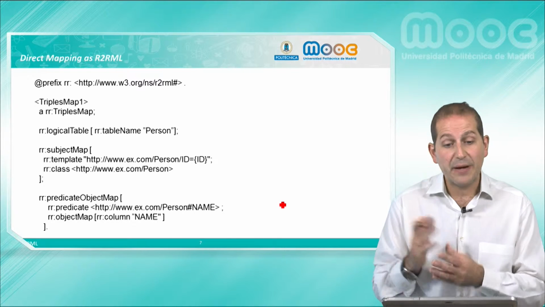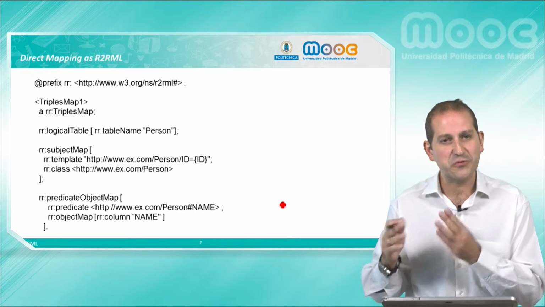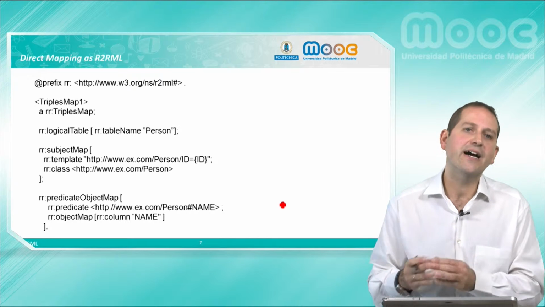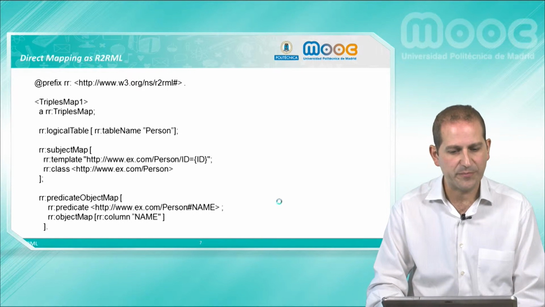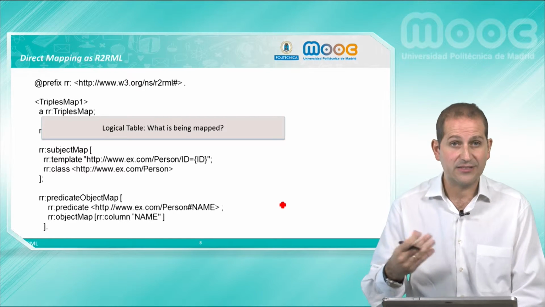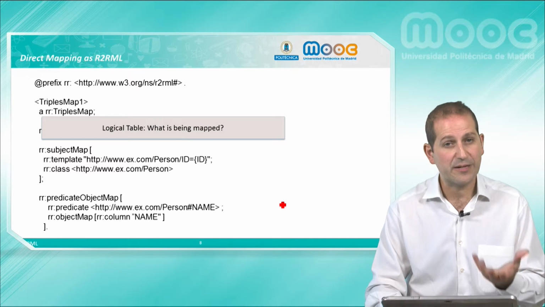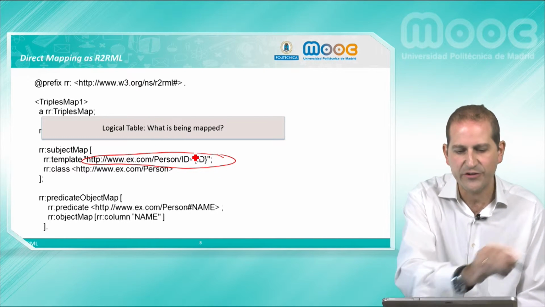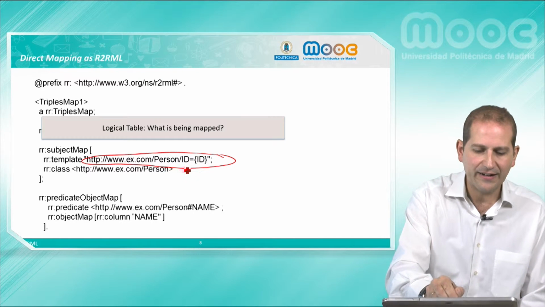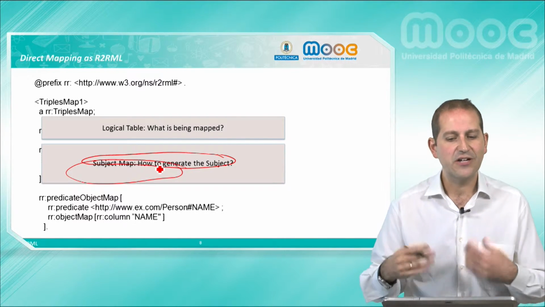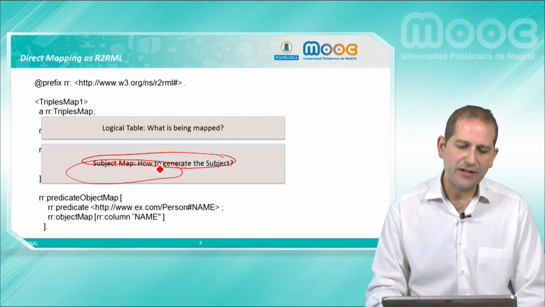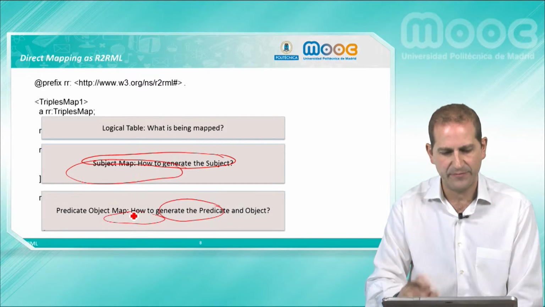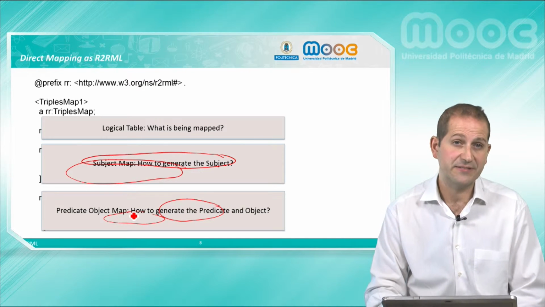This is an example of a direct mapping expressed as R2RML. That is, we are representing what we did automatically with direct mapping, but in this case with explicit R2RML mappings. What do we have here? We have a triples map where we specify our logical table, that is, what is being mapped. Then we specify how the subjects of the RDF triples are going to be generated. As we can see here, we specify the URI of how persons are going to be generated and the RDF type that they are going to have. This is what we have in the subject map. And finally, we have the predicate object maps, where we specify, in this case, how we generate the names of the persons from the column name. This is how to generate the predicate and the object.